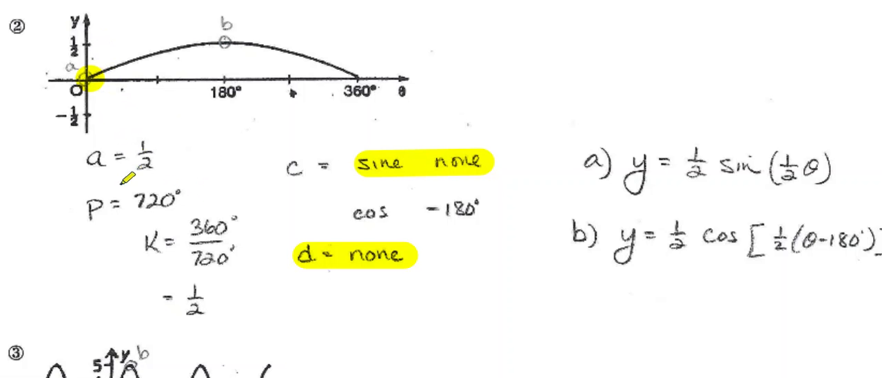All right, so now we're down to looking at the period. Half of the graph takes 360 degrees, so double that and you've got your period length, okay? So 360 degrees divided by 720 gives you a k value of a half. So now you have your equation here. Your y equals a value of a half sine, k value of a half, c value is nothing, d value is nothing. Make sure that is a theta, okay?